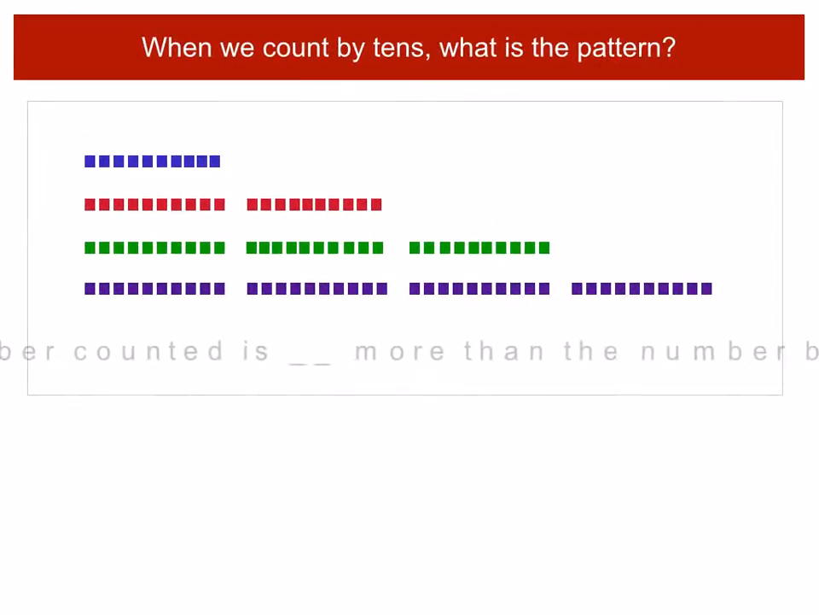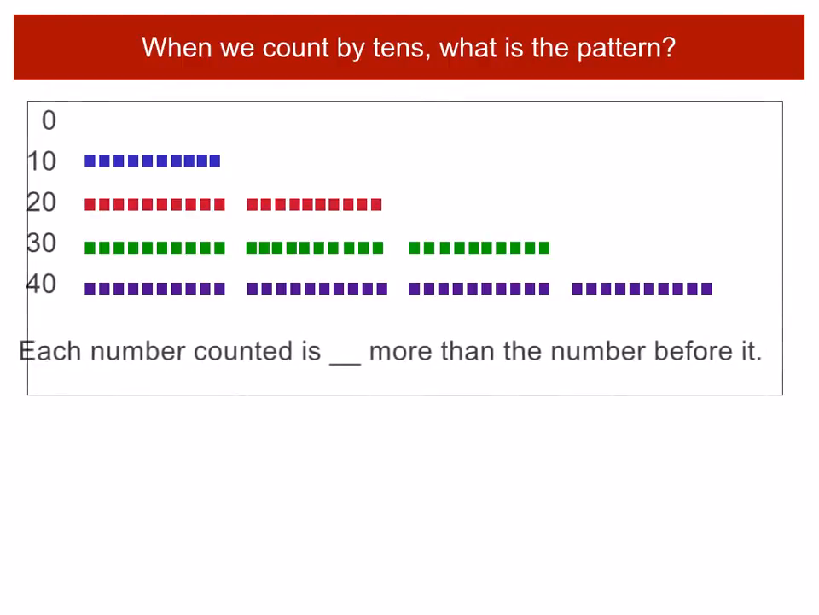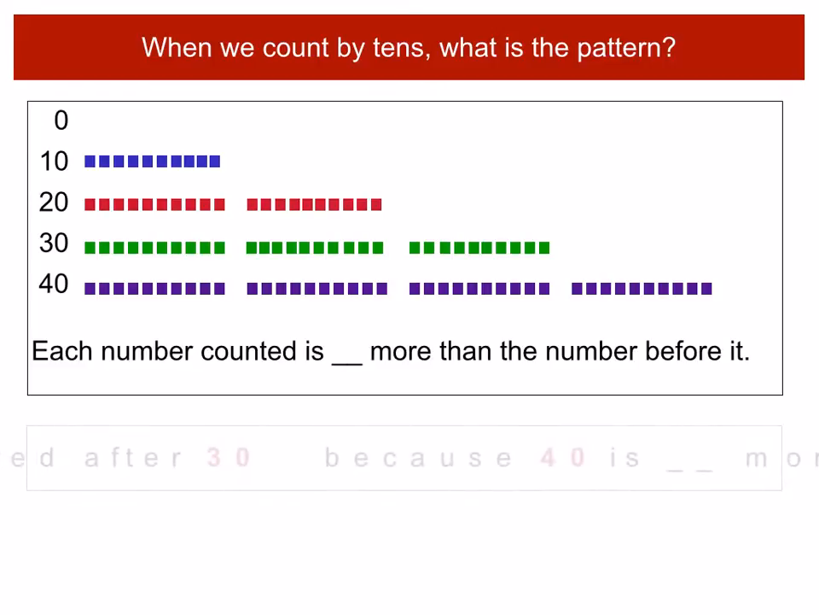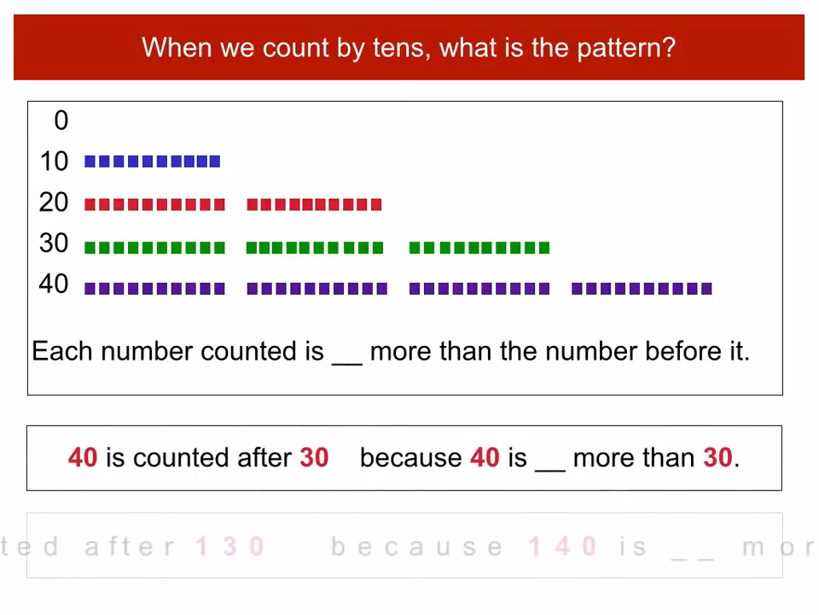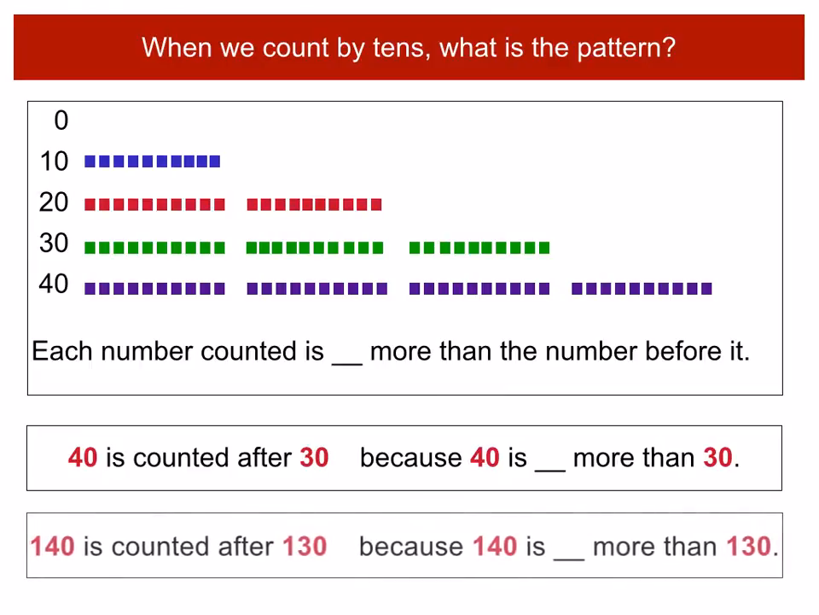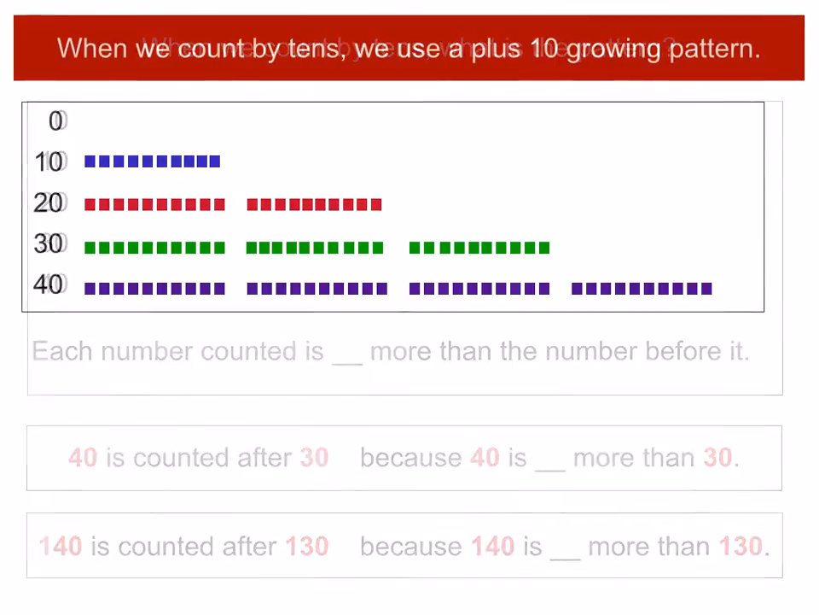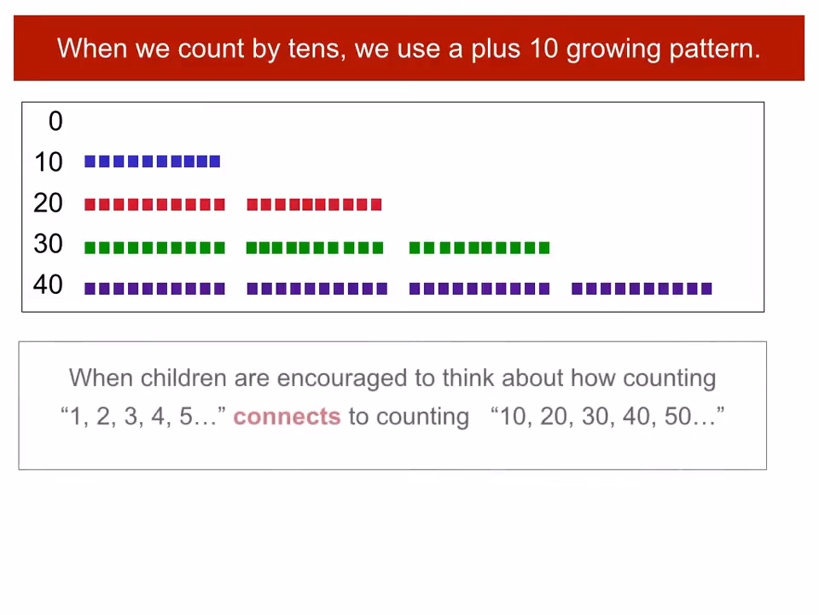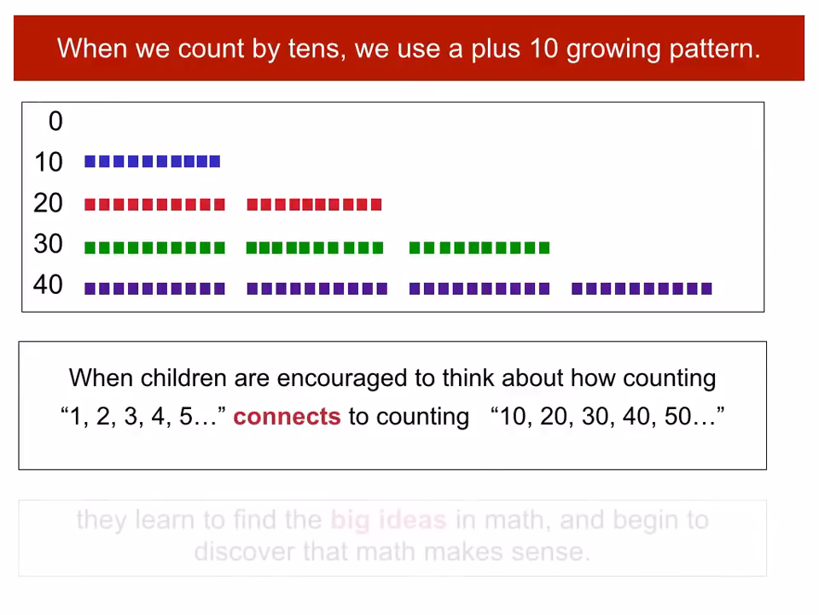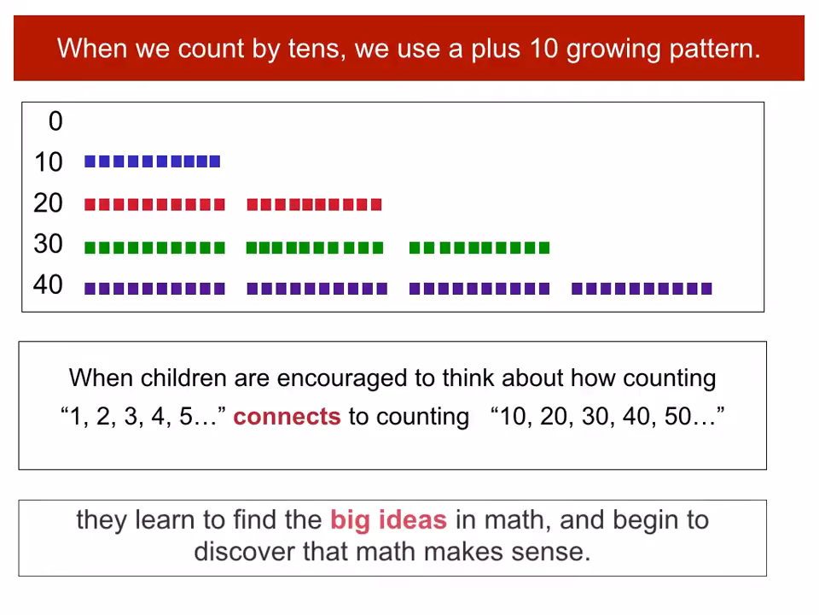When we count by tens, what's the pattern? Well, now each number counted is ten more: 40 is counted after 30 because 40 is ten more, and 140 is counted after 130 because 140 is ten more. So now we have a plus 10 growing pattern. And when we encourage children to think about how counting 1, 2, 3, 4, 5 connects to counting 10, 20, 30, 40, 50, they learn to find the big ideas in math. And they discover that math really does make sense.